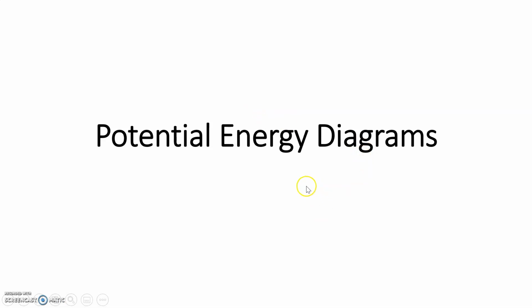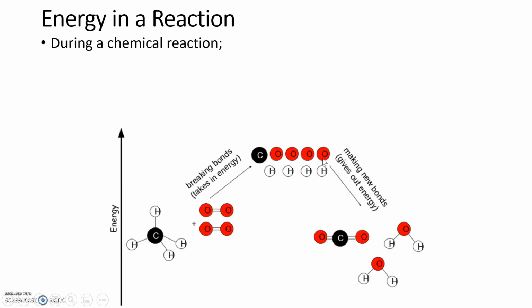Hey, welcome back. Today we're taking a look at potential energy diagrams. These look like graphs and they chart the energy of a reaction as the reaction proceeds. So during a chemical reaction, two things really are happening.